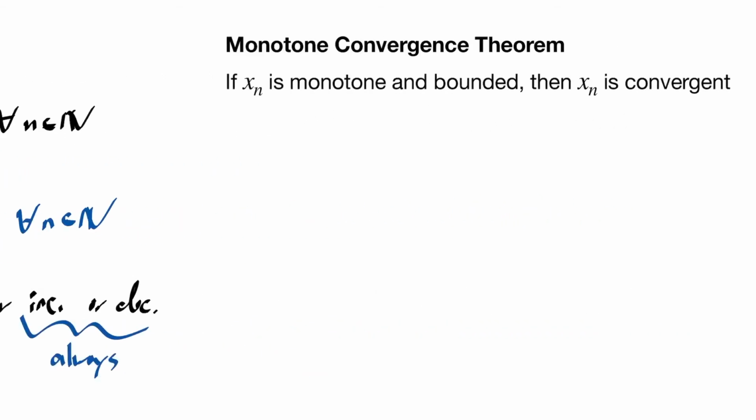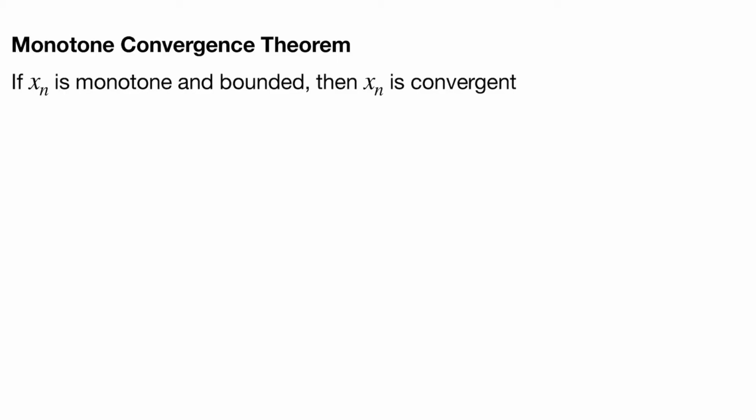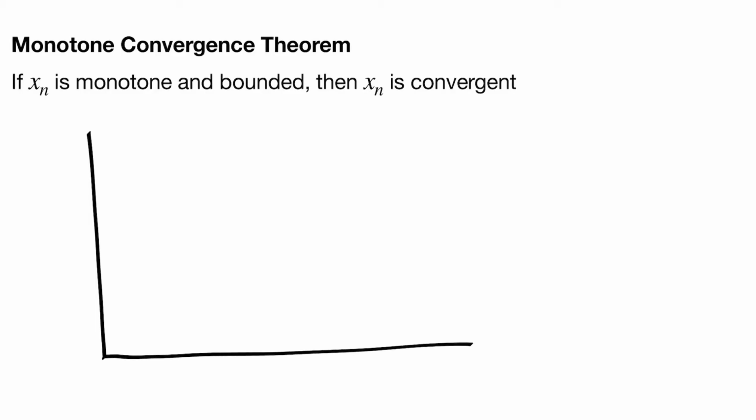Okay, so this brings us to our first big theorem. Maybe not big theorem, but our first theorem, and it's the monotone convergence theorem. And all it says is that if we have a sequence that's monotone and bounded, so that means our sequence is bounded.